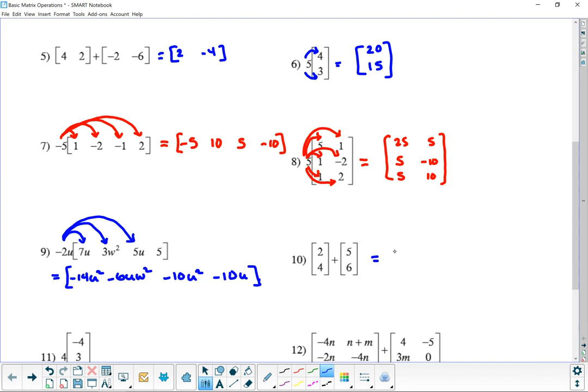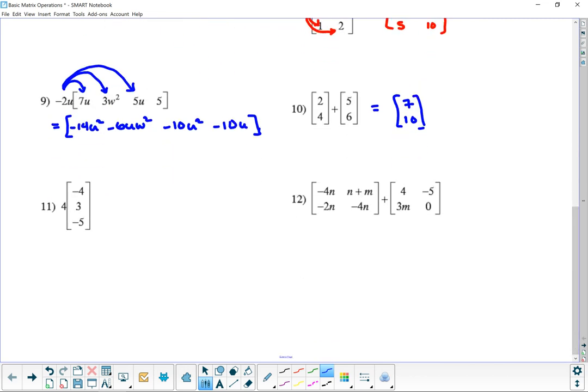Okay, this one is just straight up addition. So when you add that, you're going to go ahead and get a 2 by 1. So 2 plus 5 is 7, and 4 plus 6 is 10. That's pretty much it for addition, subtraction. Pretty straightforward.